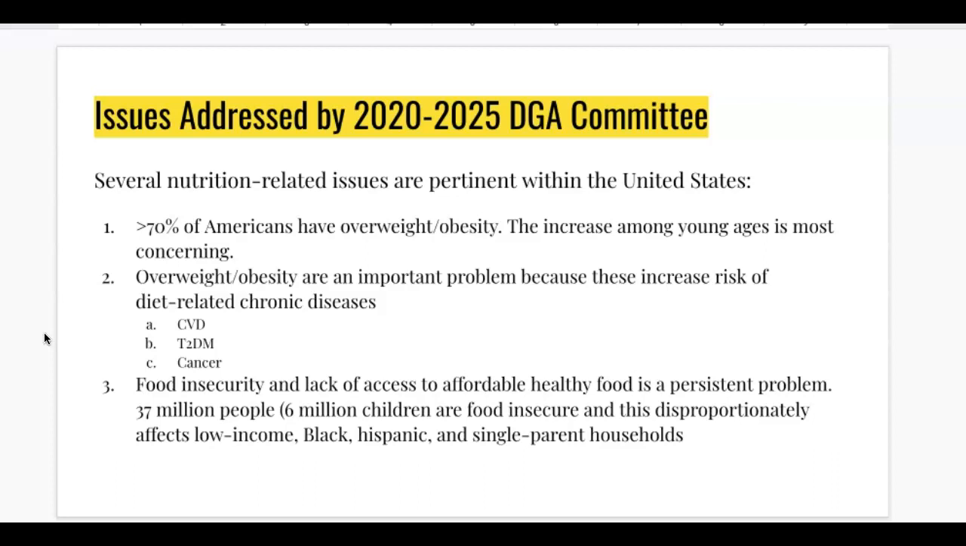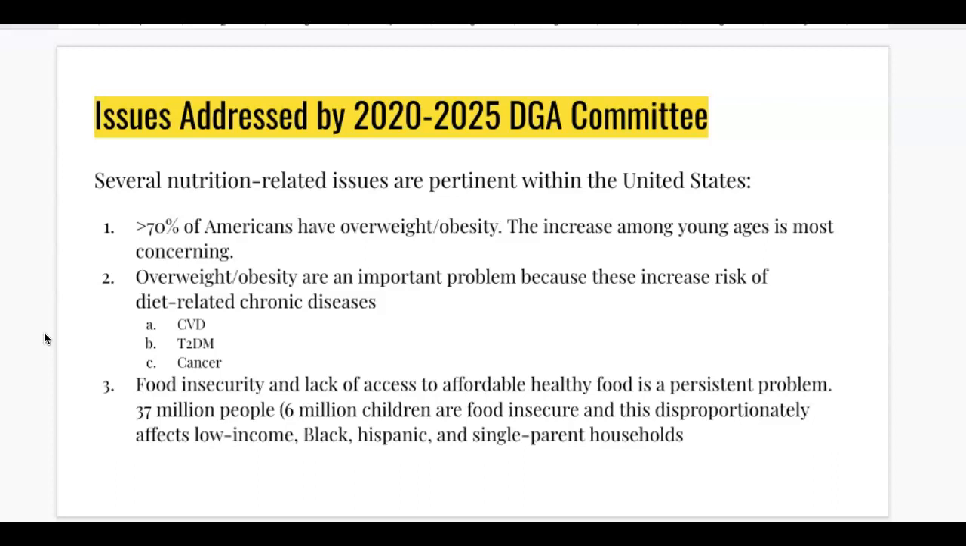So what the 2020 to 2025 DGA committee says is that food insecurity and lack of access to that affordable, healthy food continues to be a problem, and that 37 million people, which includes 6 million children, are food insecure. And one of the biggest issues with this is that food insecurity disproportionately affects households that are low income, that are Black, Hispanic, or single parent homes.